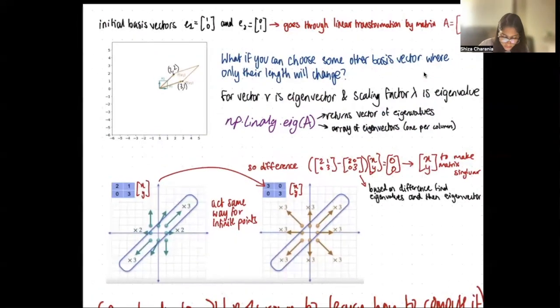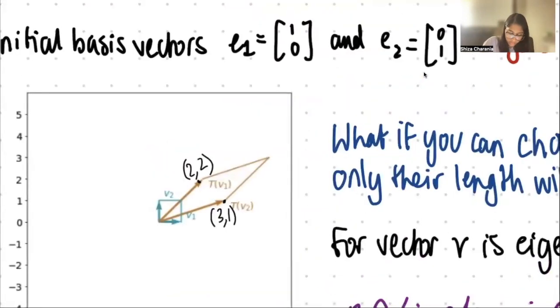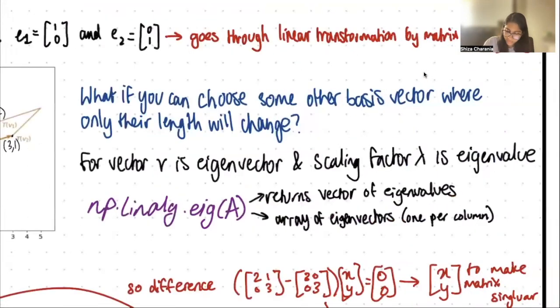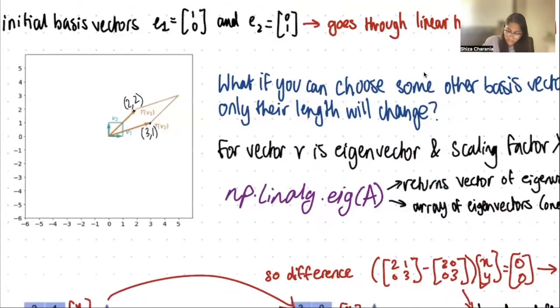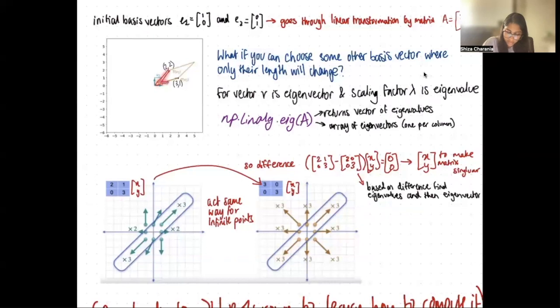This is another case, where you have 0, 1, 0, 0, 1, and then it goes through the linear transformation 2, 2, 3, 1. So it goes 2, 2, and 3, 1. And then you can see this is another way to think about it, where these are the vectors and the scaling factor is the eigenvalue.